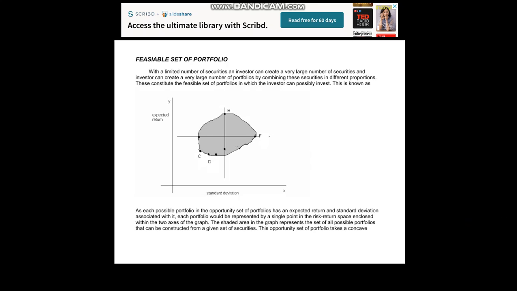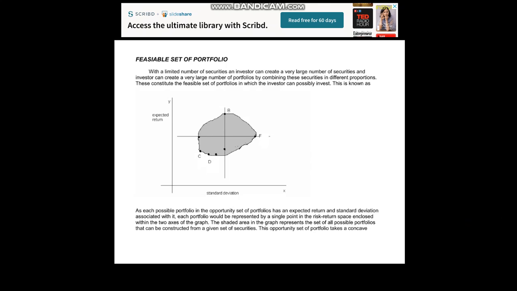Feasible set of portfolios. With a limited number of securities, an investor can create a very large number of portfolios by combining these securities in different proportions. These constitute the feasible set of portfolios in which the investor can possibly invest.